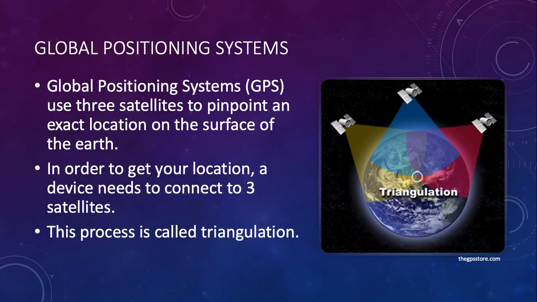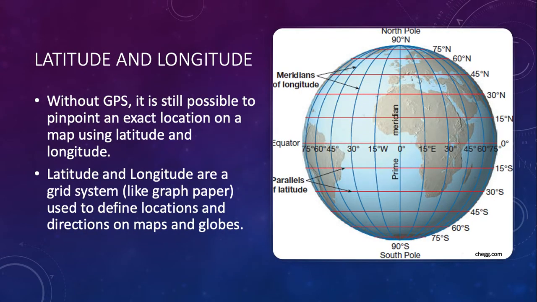Global Positioning Systems, or GPS, use 3 satellites to pinpoint an exact location on the surface of the Earth. In order to get your location, a device needs to connect to 3 satellites. This process is called triangulation. Latitude and longitude. Without GPS, it is still possible to pinpoint an exact location on a map using latitude and longitude. Latitude and longitude are like a grid system or graph paper used to define locations and directions on maps and globes.